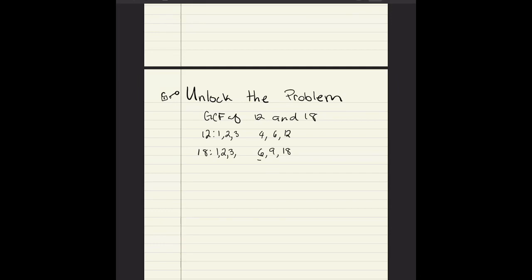Now I'm going to highlight all the common factors. So 1 is always in common, 2 is in common, 3 is in common, and 6. There's no 4 in the 18, and there's no 9 in the 12, and there's no 12 in 18. So out of all of these that are common, the greatest common factor equals 6.